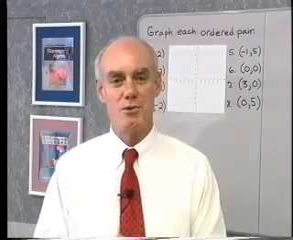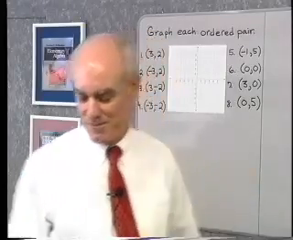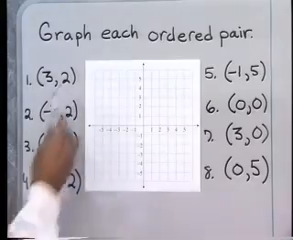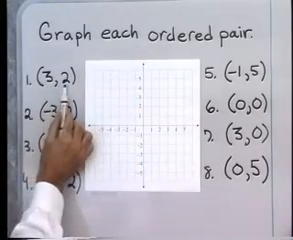First thing we want to do here is graph some ordered pairs. Let's take a look at the board. Here I have "graph each ordered pair." The first one is the ordered pair 3, 2.